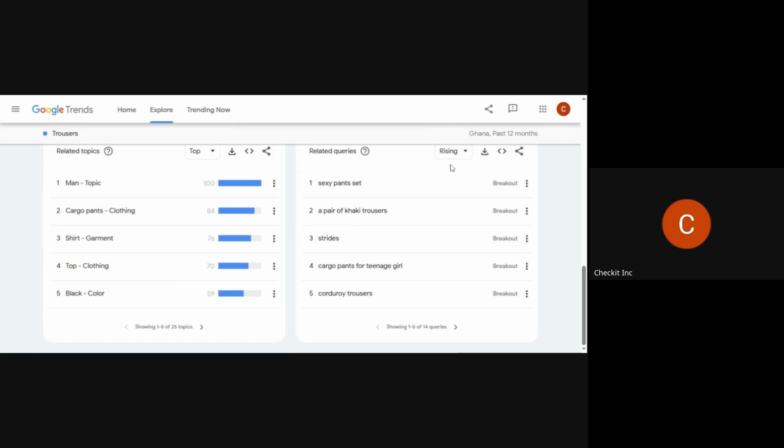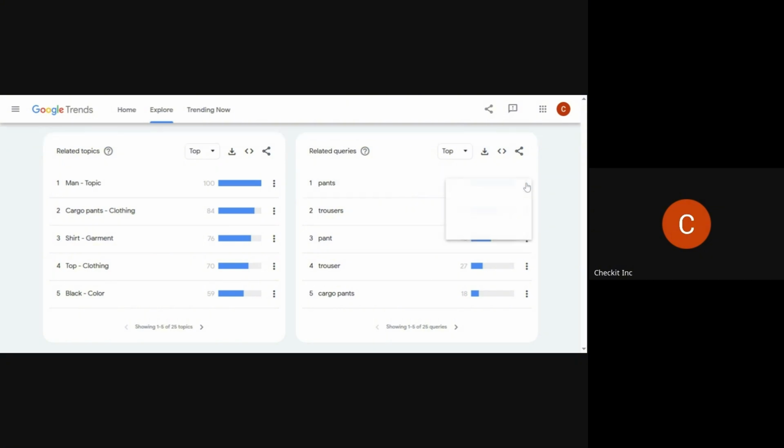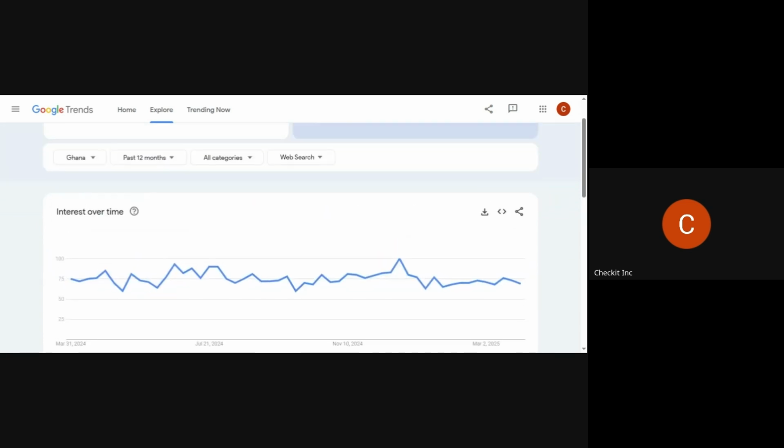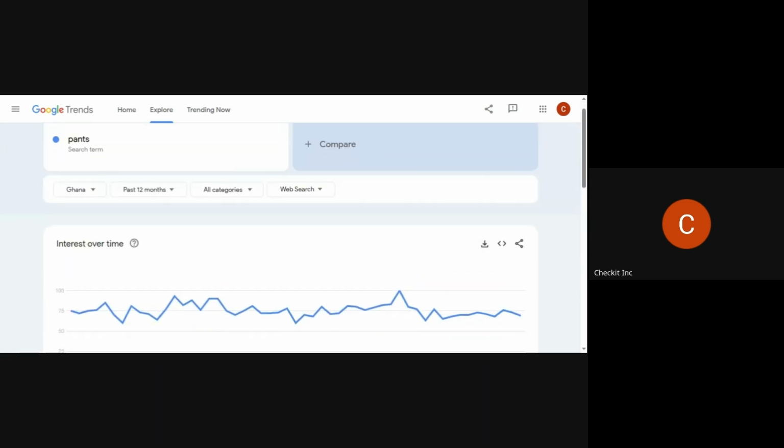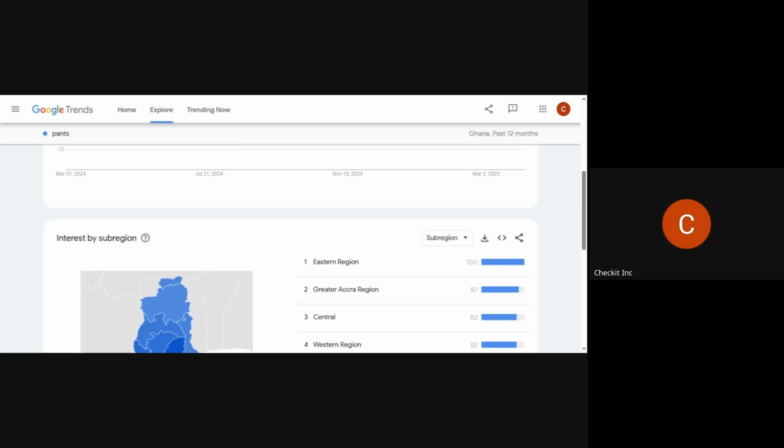On the part of the trousers, when I click on top, and this is pants, I get to click on explore. It takes me to another tab, and this tab shows that people are also talking about trousers in form of pants. I mentioned that when we were checking for trousers as a keyword, Central Ghana had the highest number. But when we checked for pants, the Eastern region had the highest number, showing that people are searching for pants in the Eastern region more than they're searching for trousers in the Central region.